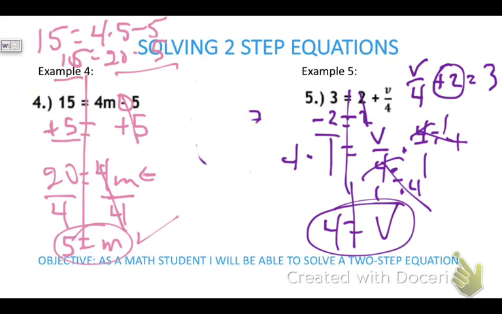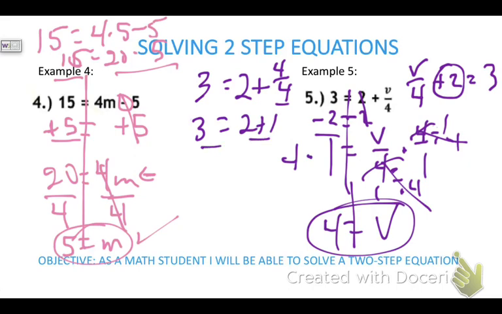Alright, now I'm running out of space in here, and I know I'm going to erase this right here. But if you take it and you put it in, 3 equals 2 plus 4 divided by 4. Well, let's see, that's 1. Does 3 equal 2 plus 1? Of course it does. You learned that in elementary.